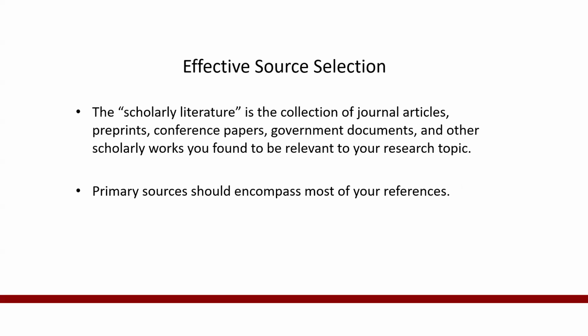So, what are the sources that you're using? The scholarly literature is the collection of journal articles, preprints, conference papers, government documents, and other scholarly works you found to be relevant to your research topic. Primary sources, new information, new discoveries should encompass most of your references in a literature review, as well as a thesis. A literature review is a secondary source, but you're connecting primary sources together.